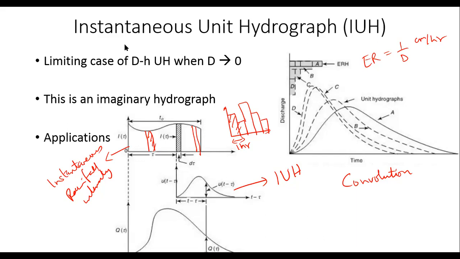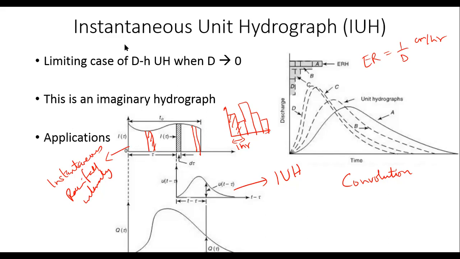1 hour, 2 hour, 4 hour, whatever it may be. So here we are talking about an instantaneous unit hydrograph, which means that I receive the excess rainfall of 1 centimeter, but it happens in such a quick duration, or it happens so fast, that effectively you can just call it an instantaneous unit hydrograph, right? So this is the limiting case of my d-hour unit hydrograph when d tends to 0.